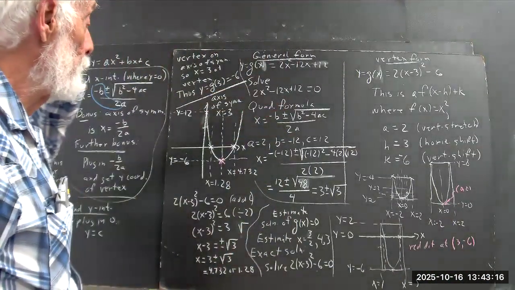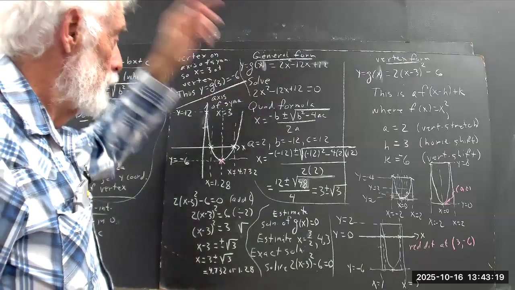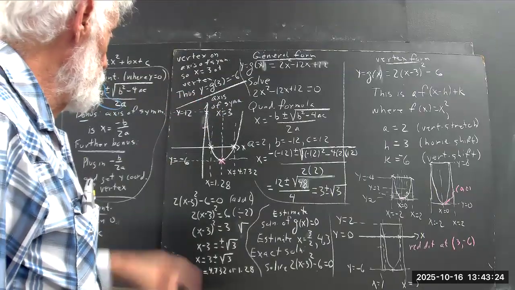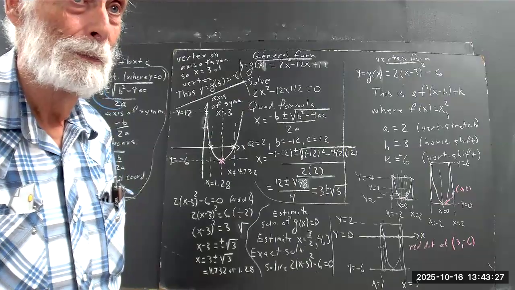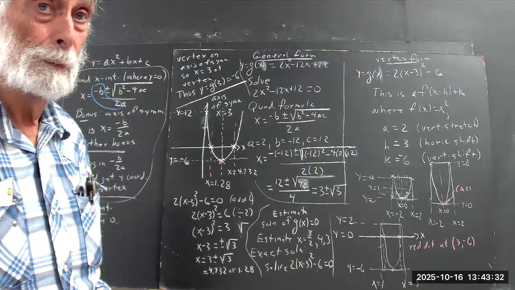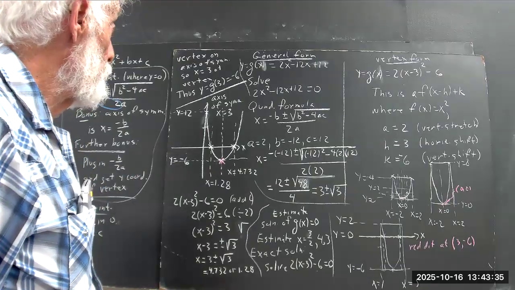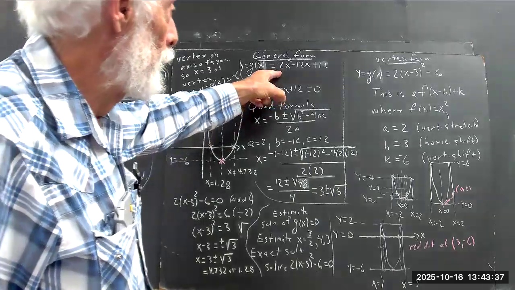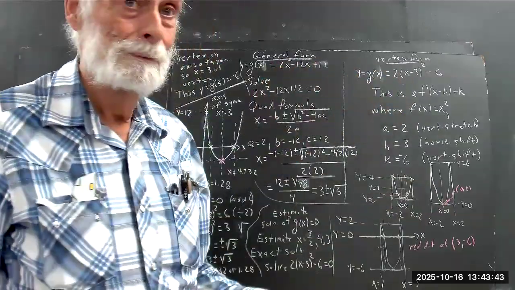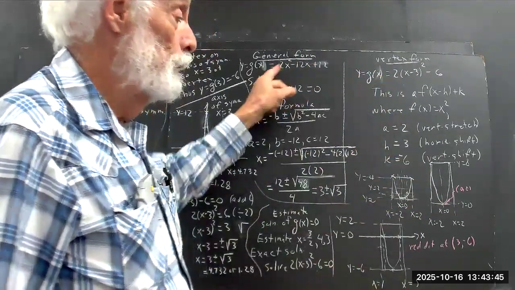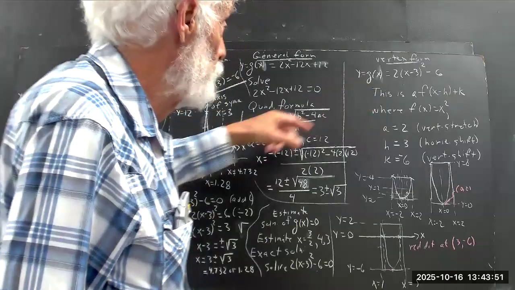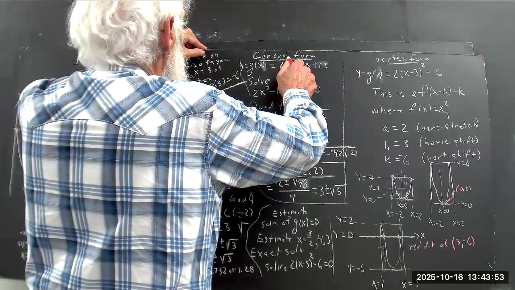Not so easy to see here, but I could write this in vertex form because I see what the axis of symmetry is and I figured out what the y coordinate is. So I know my horizontal shift is 3, my vertical shift is -6. And the vertical stretch factor, whatever's in front of x squared, is the same in both cases. If it's 2 here, it's 2 here. Make sense?